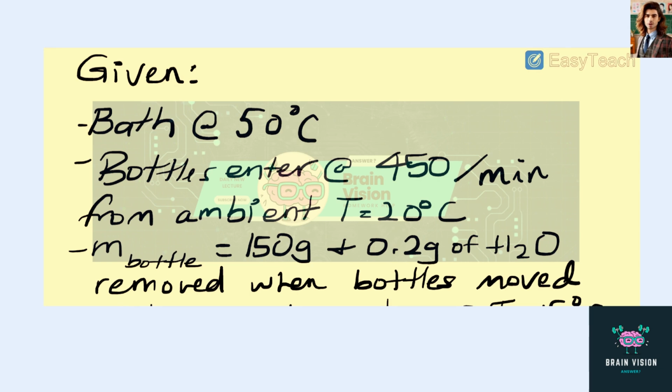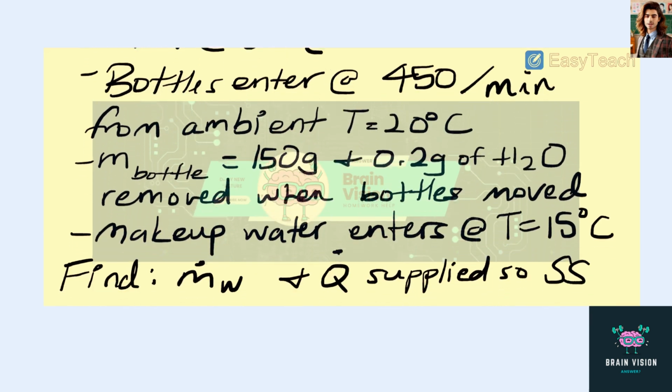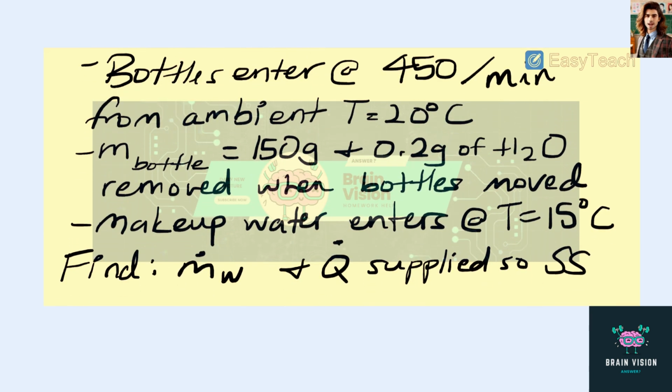Hi everyone, so what we have is glass bottles that are being washed and rinsed in a bath that's at 50 degrees C. The bottles enter at a rate of 450 bottles per minute from an ambient temperature equal to 20 degrees Celsius. The average mass of each bottle is 150 grams, and when these bottles are removed from the bath, there's actually 0.2 grams of water that's removed per bottle.